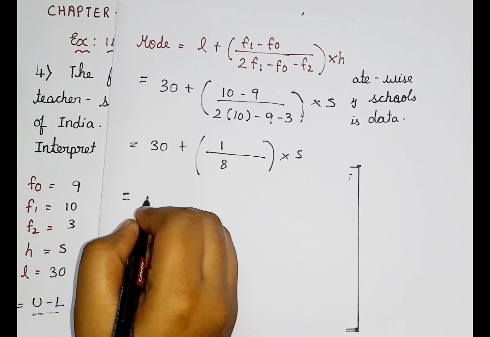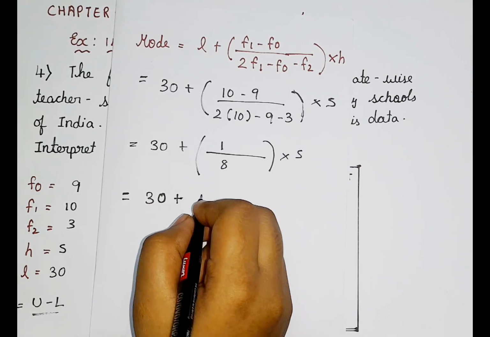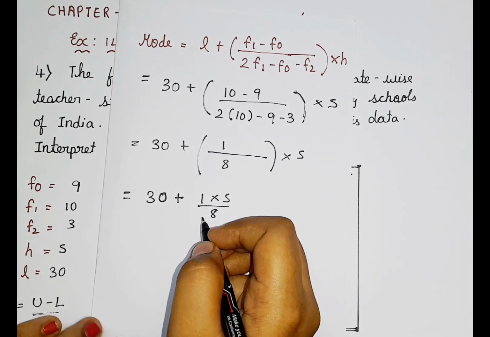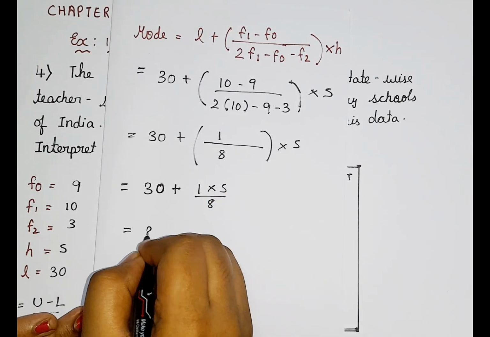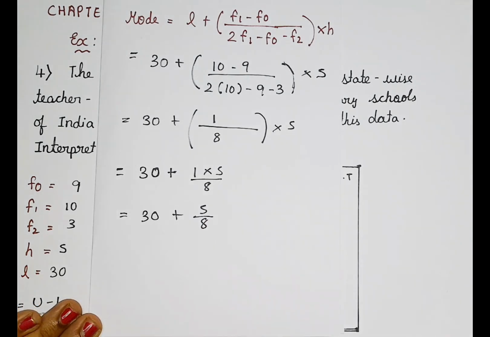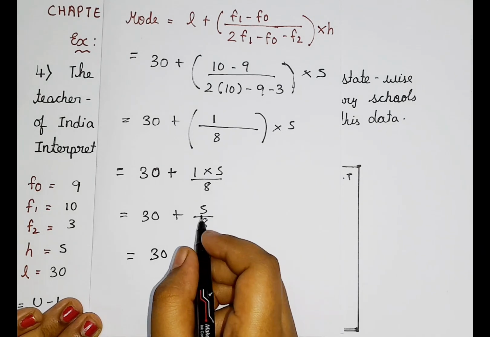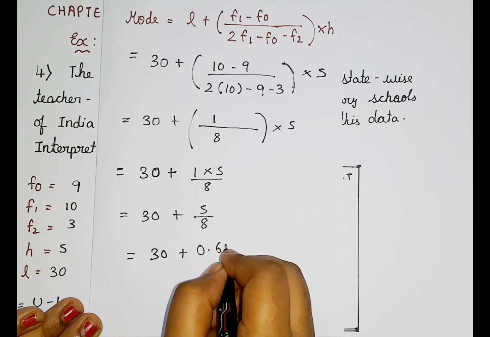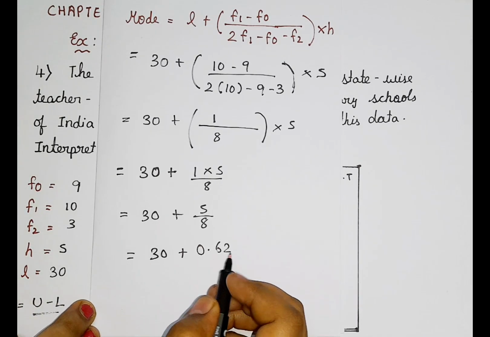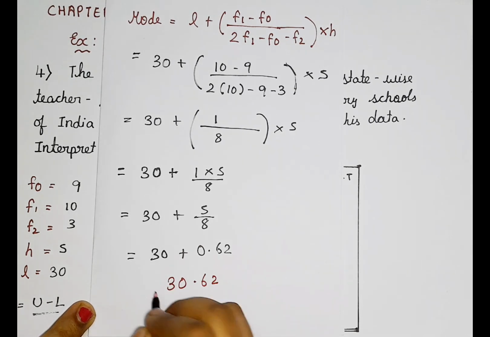So it is equal to 30 plus, and since 5 is in the numerator, we can write 1 into 5 divided by 8. Now it is 30 plus 1 into 5 is 5 by 8. Now we are supposed to divide it. 5 divided by 8 is 0.62. Now we can add them: 30 plus 0.62 gives 30.62. So this is going to be our mode, isn't it?